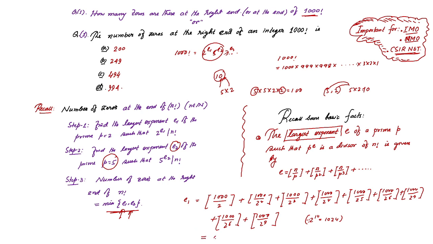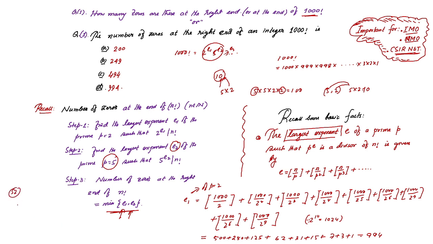So this value is 500 plus 250 plus 125 plus 62 plus 31 plus 15 plus 7 plus 3 plus 1, and it will be 994. This is the largest exponent of the prime p equals 2. Now we move to step 2.